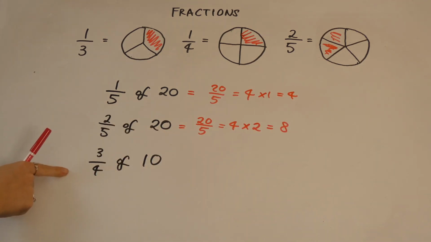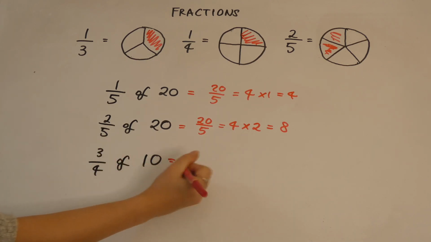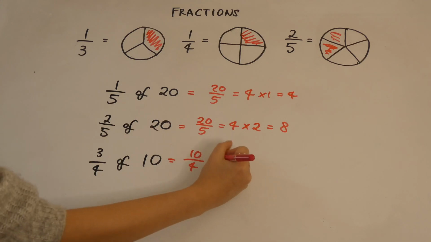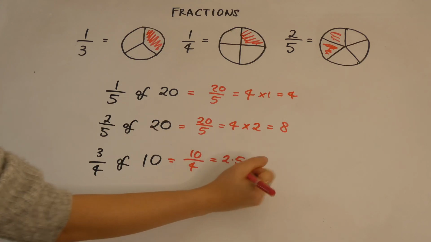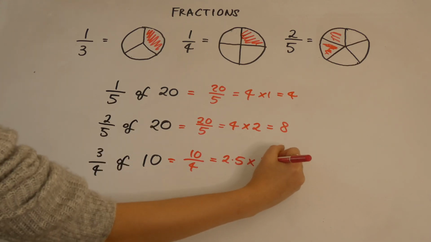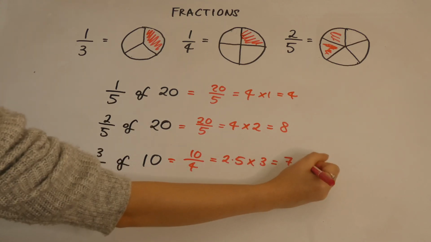When we've got 3/4 of 10, all we have to do is the same process. We're taking 10 and we're dividing it by 4, which gives us 2.5. We then need to multiply that by 3 as we're looking at 3 parts, which gives us an answer of 7.5.